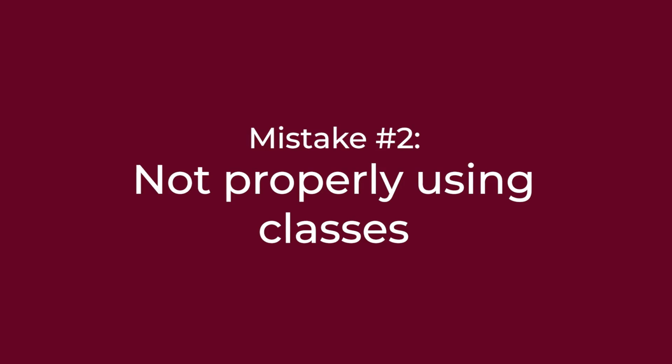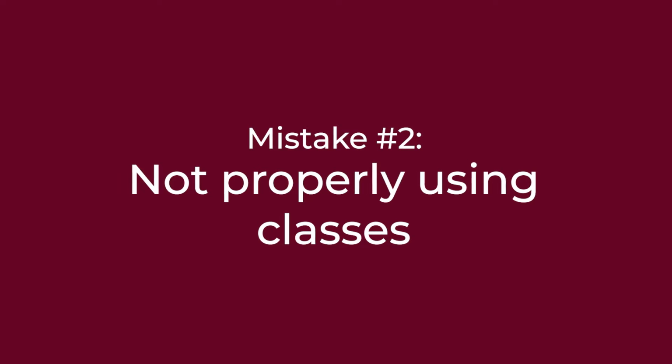Mistake number 2, and I have probably talked about this till I'm blue in the face, let me know if y'all are over it, is not properly using classes. And so I have seen classes being used to track restricted versus unrestricted income. I've seen classes being used to track actual grants.